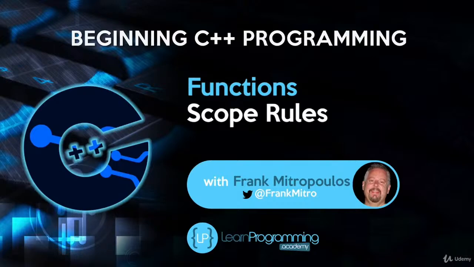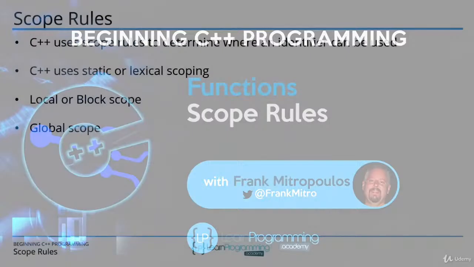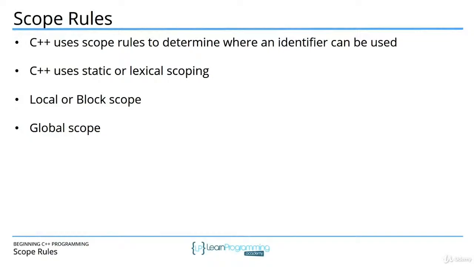In this video, we'll learn a little bit more about C++'s scope rules. C++ uses scope rules to determine when and where an identifier can be used. It uses static or lexical scoping, which means that the scope is determined the same way you read a program. C++ has two main scopes, local scope and global scope.